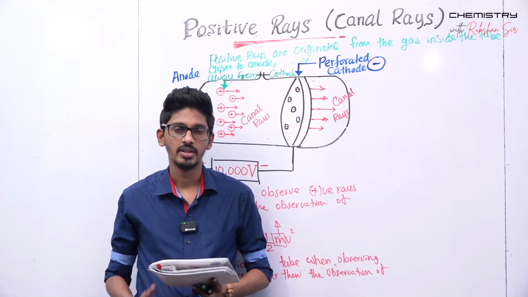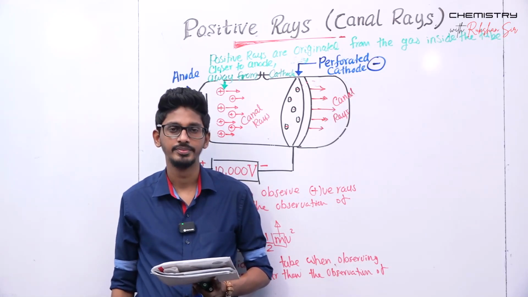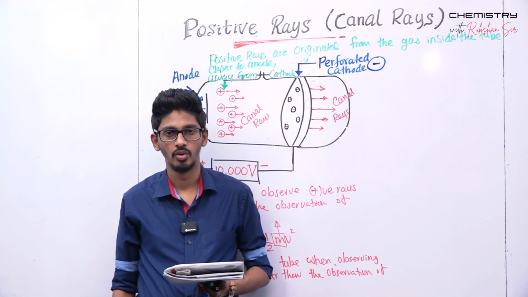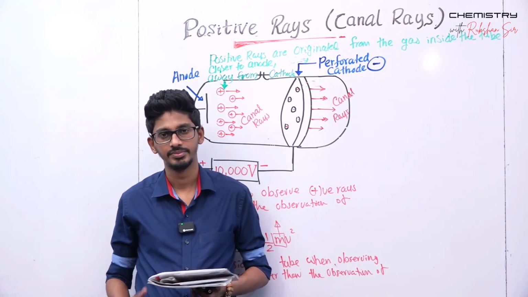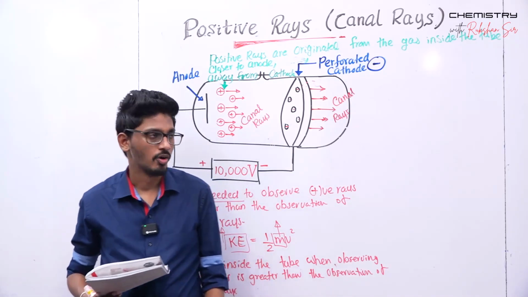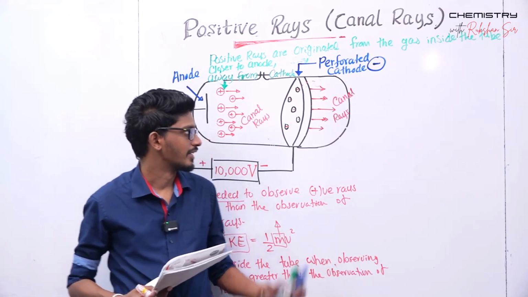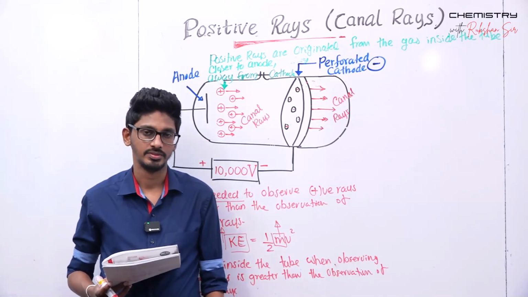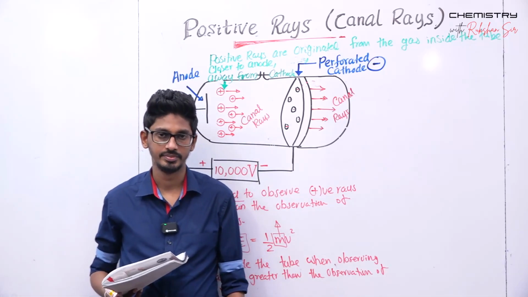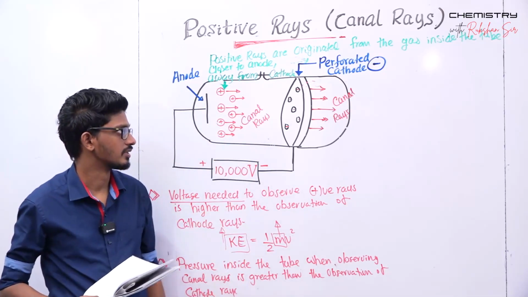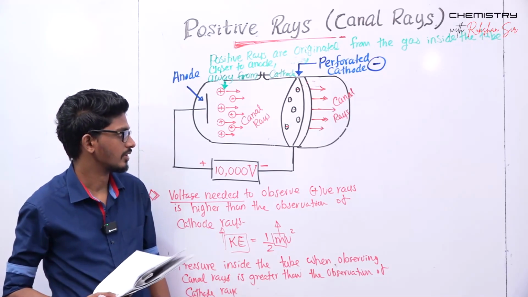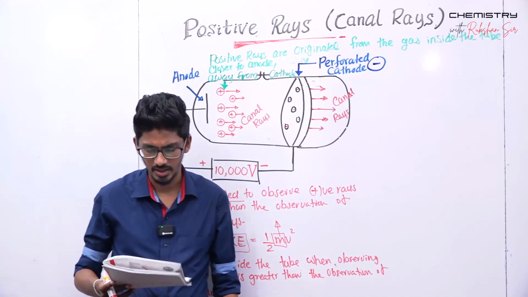Come to the normal color, again in red color, positive rays. That is the whole idea about that experiment done by Goldstein. This was the first observation of positive rays, using his perforated cathode, that tube including the perforated cathode.